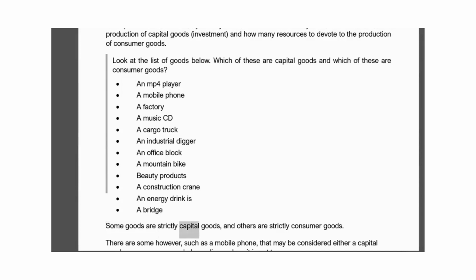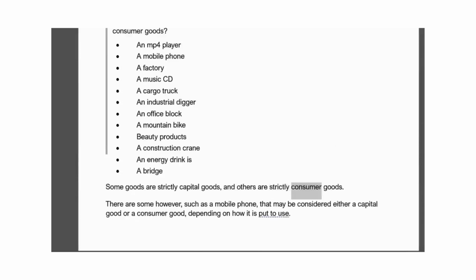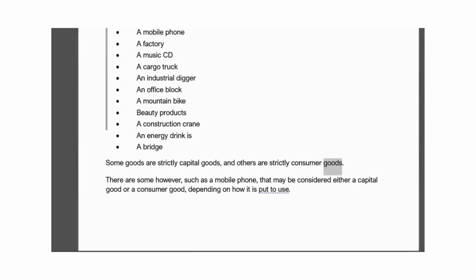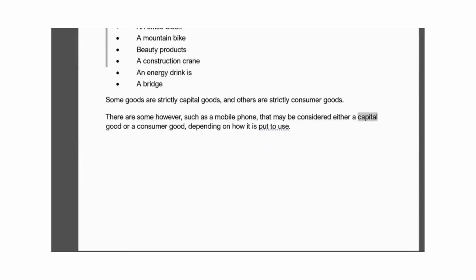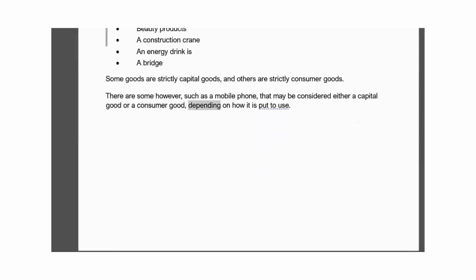Some goods are strictly capital goods, and others are strictly consumer goods. There are some, however, such as a mobile phone, that may be considered either a capital good or a consumer good, depending on how it is put to use.